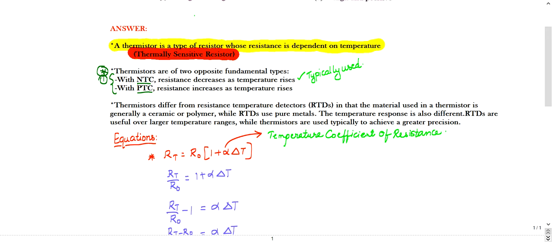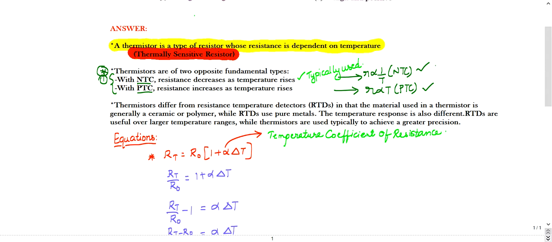In an NTC thermistor, the resistance decreases as temperature rises. It's like resistance is inversely proportional to temperature in NTC thermistors. In PTC thermistors, resistance increases as the temperature increases. It is directly proportional to temperature. So in PTC thermistors, as the temperature increases, the resistance increases, and in NTC thermistors, if the temperature increases, resistance decreases. These are the two basic operations of thermistors.